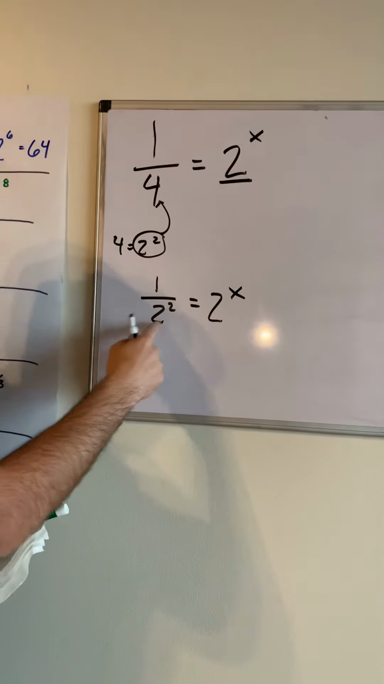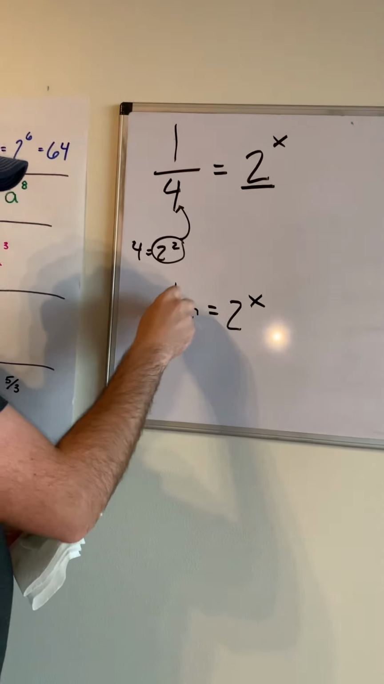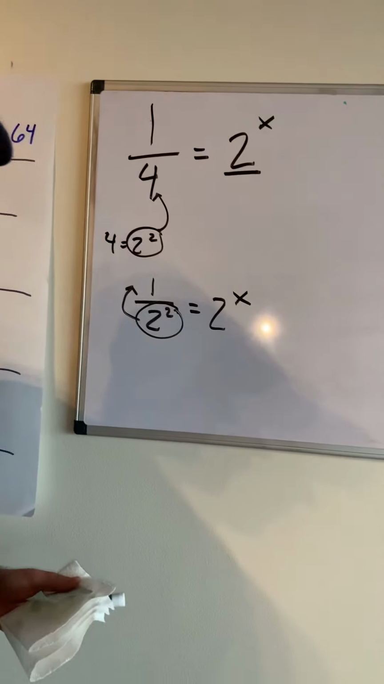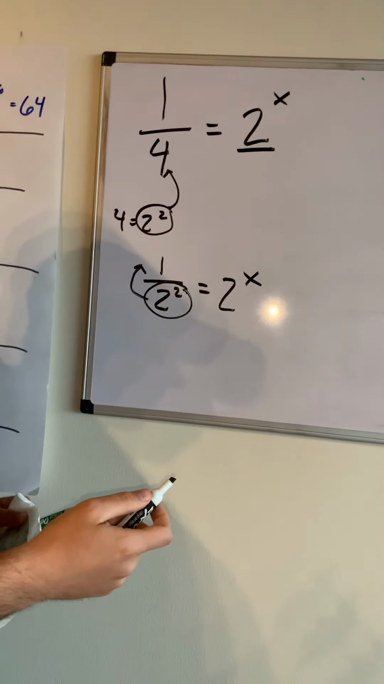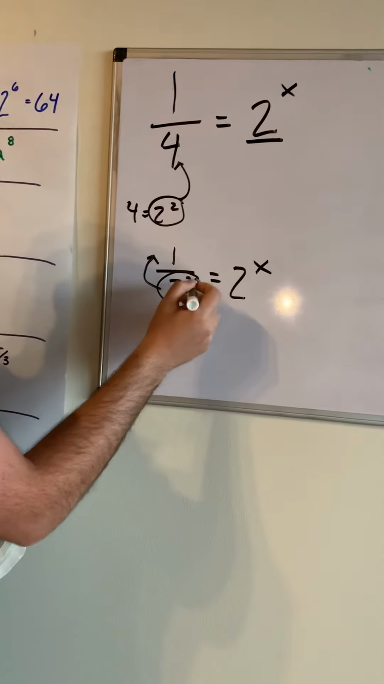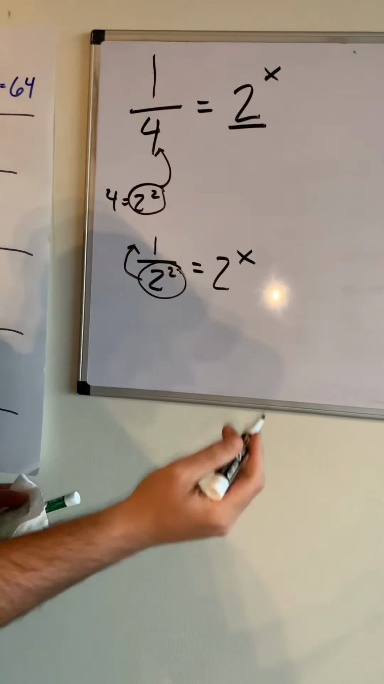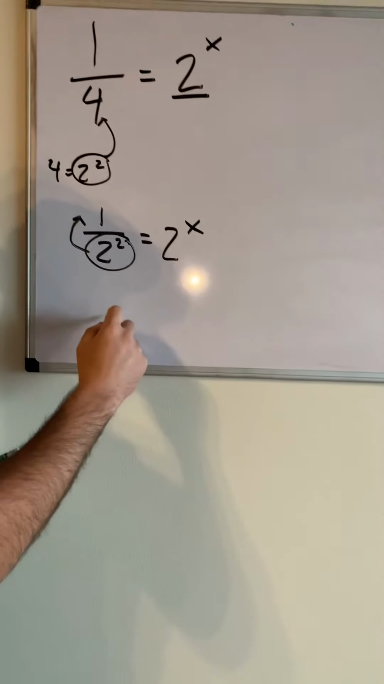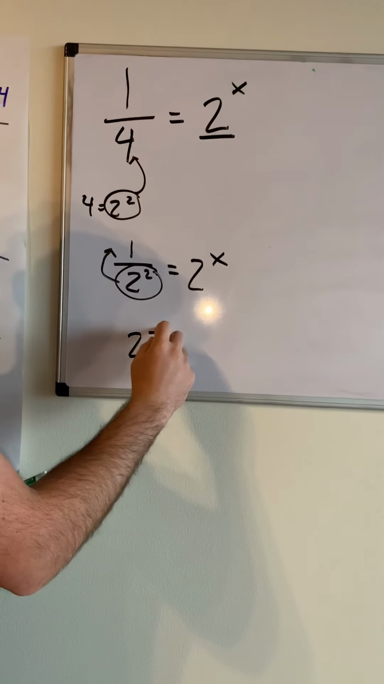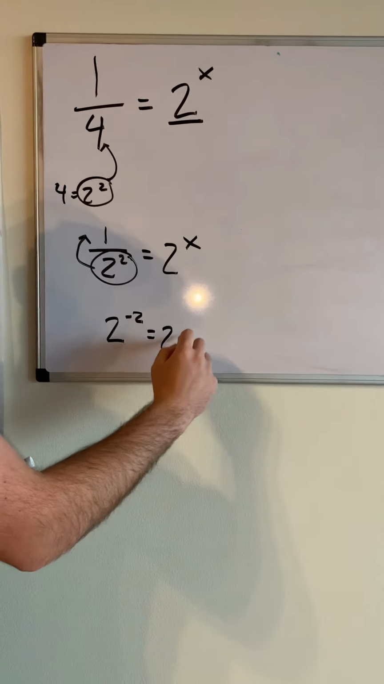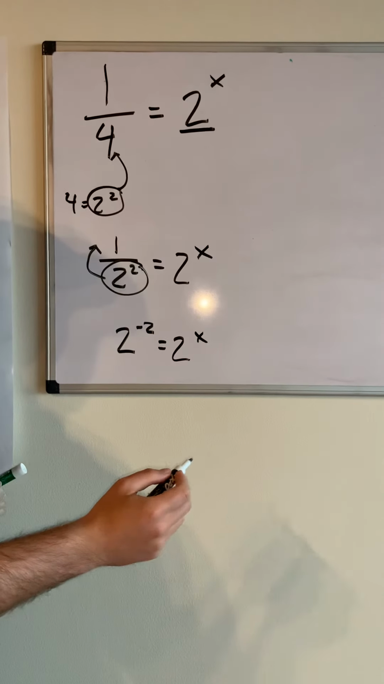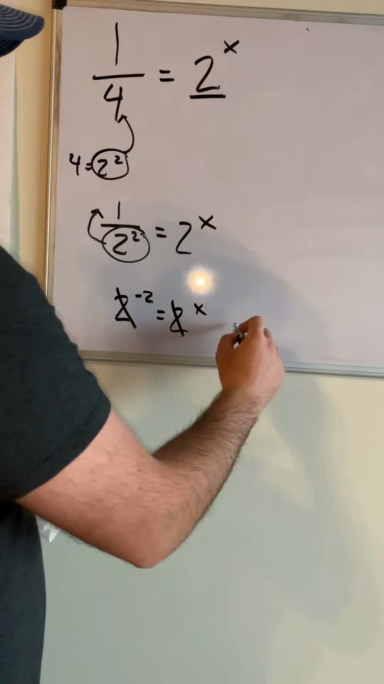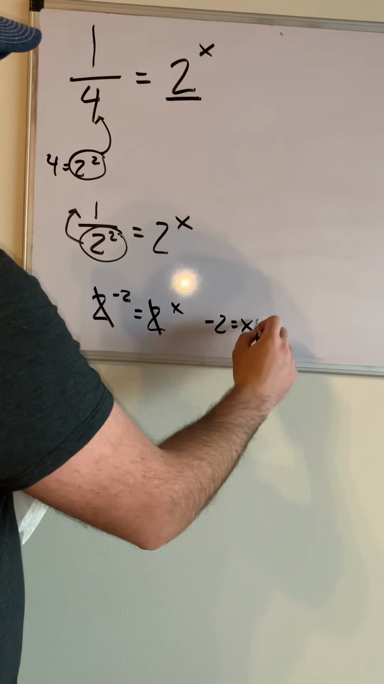Well, this isn't a fraction and this isn't in a fraction. So I gotta make sure that this comes up here so that way we get rid of our fraction. Like we said before, when you move that up, this exponent becomes negative. If you move it down, it becomes negative anytime you switch it over. So I have 2 to the negative 2 equals 2 to the x. Perfect. Those match, and I would get negative 2 equals x.